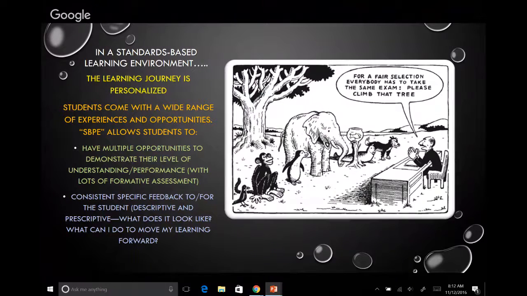Standards-based physical education allows students to have multiple opportunities to demonstrate their level of understanding or performance, often with a variety of contexts. Formative assessment is present throughout all lessons, and students are provided many methods to express their learning. Throughout the process in standards-based learning, descriptive feedback, so, what does it look like? And prescriptive feedback, well, what do I need to do to move my learning forward? Drive the learning process by giving information to the students.